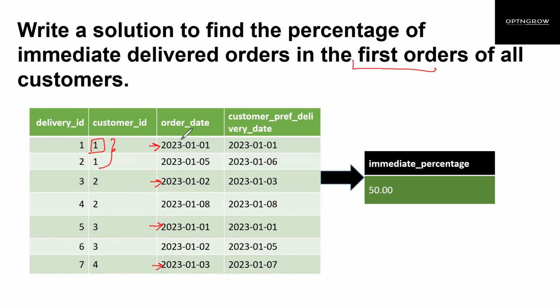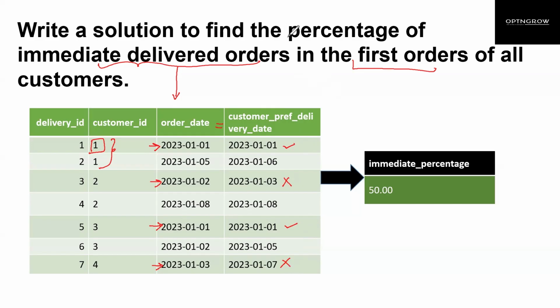Now what we have to do is find the percentage of immediate delivered orders in the first orders. So what are the immediate delivered orders? Immediate delivered orders would be the orders where order date is equal to the customer's preferred delivery date. So if you see, this is going to be an immediate delivered order. This is not an immediate delivered order. In case of customer 3, again, this is the immediate delivered order. And this is again not an immediate delivered order.